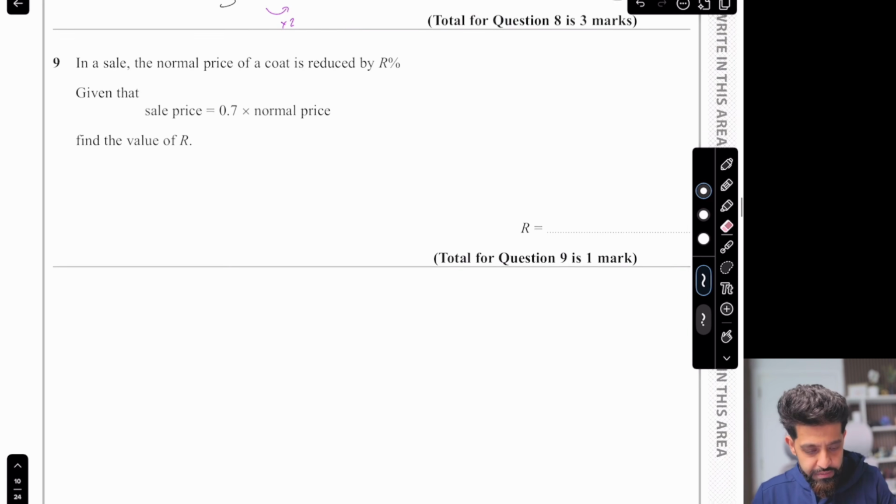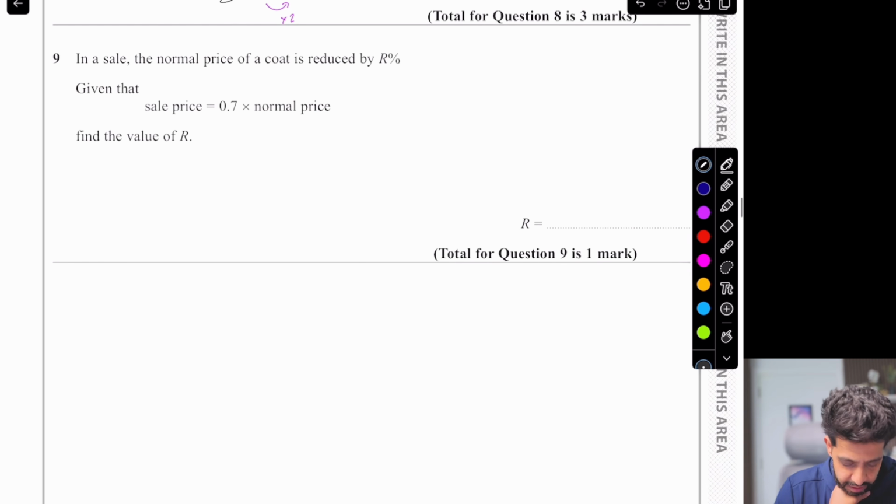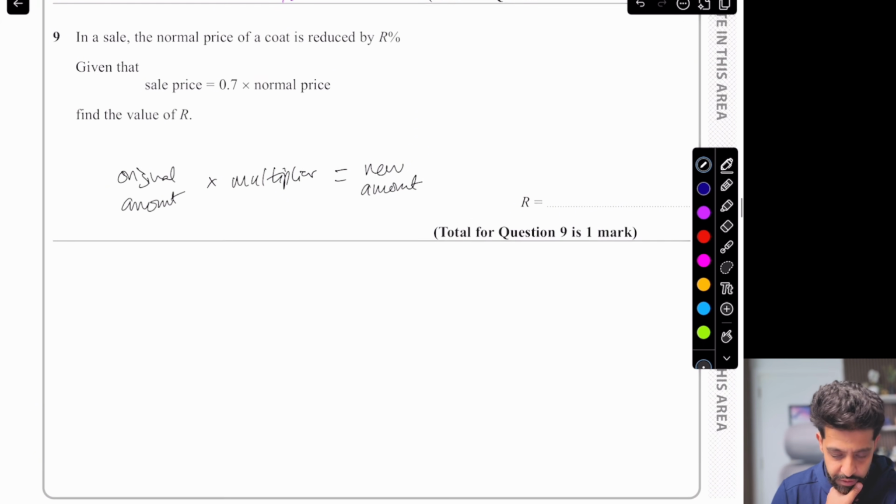All right, question number 9 now. In a sale, the normal price of a coat is reduced by R%. Given that the sale price is equal to 0.7, which is a multiplier, times the normal price, find the value of R. So I just want to introduce you, in case you haven't seen this one, to: original amount times the multiplier. A very powerful percentages formula I use. You can use it for a lot of things.